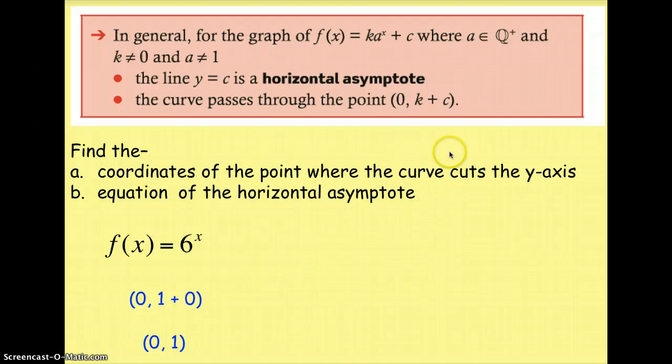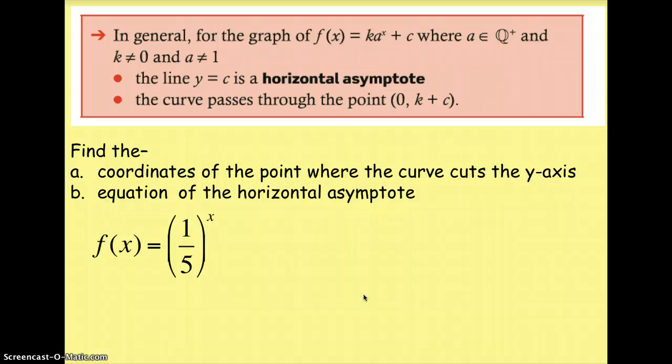Now, for the horizontal asymptote, it says y is equal to c. In this equation, you don't see a plus c or a minus c, so it means that your c is equal to 0. So your horizontal asymptote is y is equal to 0.